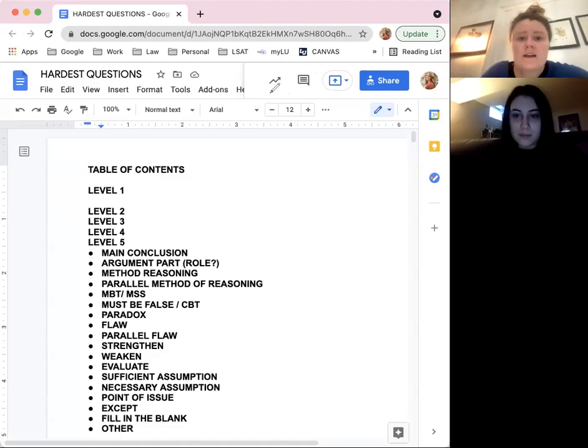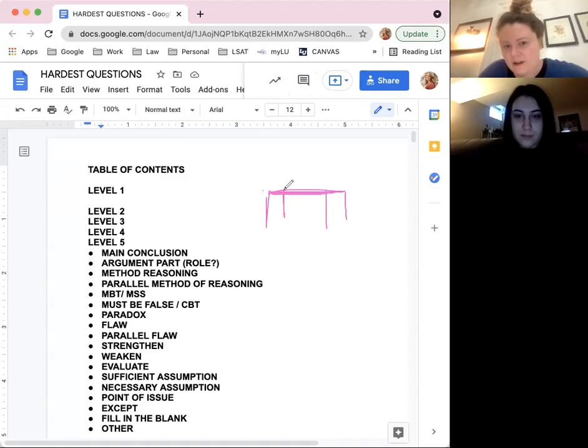So necessary, a lot of people like to think of it as this table. And if the tabletop is our argument here, and this is our conclusion, so the tabletop is our conclusion. Each one of these legs are potential premises that are necessary for our conclusion to be true.